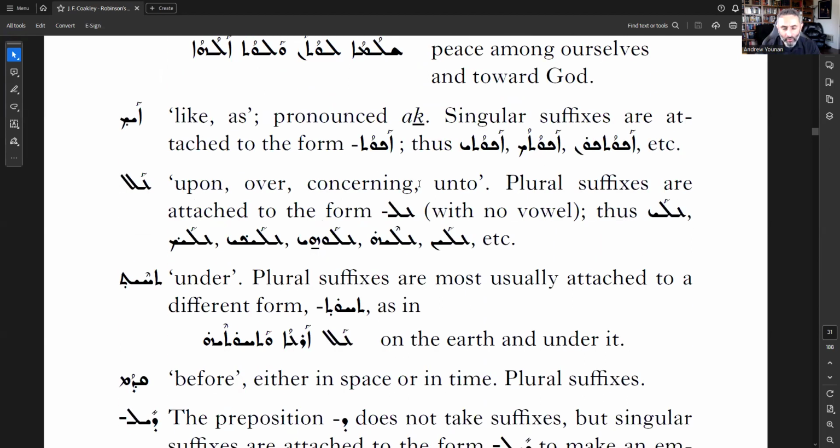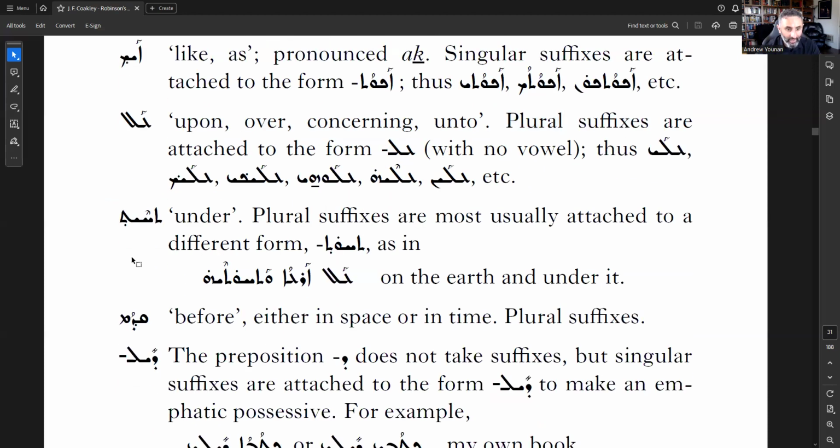Al: upon, over, concerning, unto. Plural suffixes. So finally, we have something using the other endings. Plural suffixes are attached to the form al with no vowel. So alay, alaik, alaiki, alau, aleh, alain. So these are the second set of endings. It doesn't mean that al to say upon is plural in some way. It's not plural. It just happens to use these endings. So don't worry about the plural part of this.